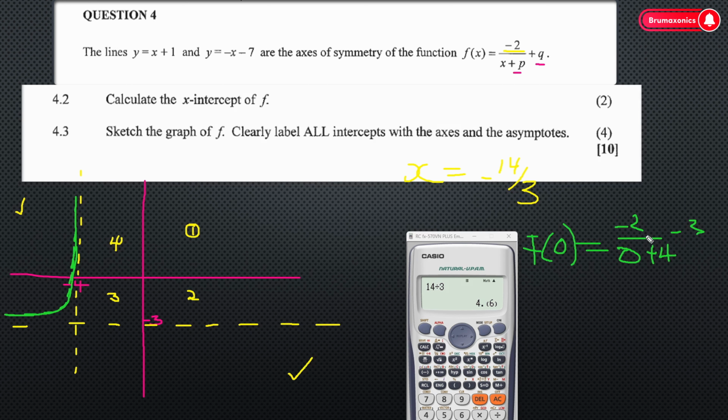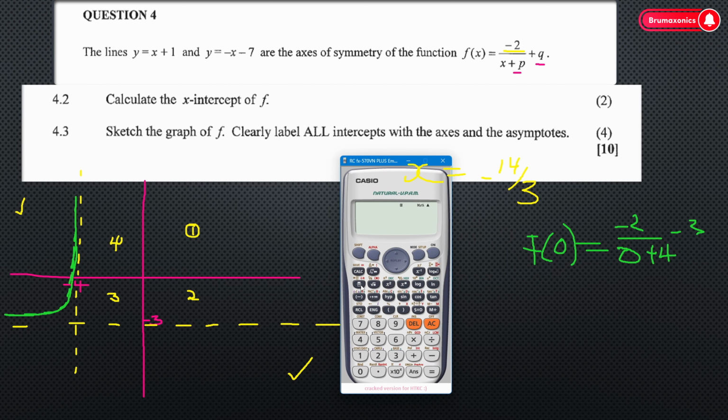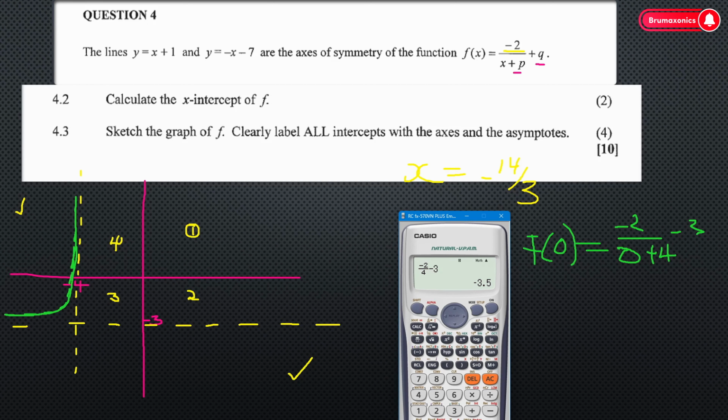And then this will definitely give us negative a half, minus 3. Let me try to press the calculator. So here we're going to get a half, which is negative 2 all over 4. This will give us a half, obviously, minus 3, and then this will be negative 3.5. So let's go to the graph and try to get negative 3.5, which is negative. So I'll just say somewhere here.